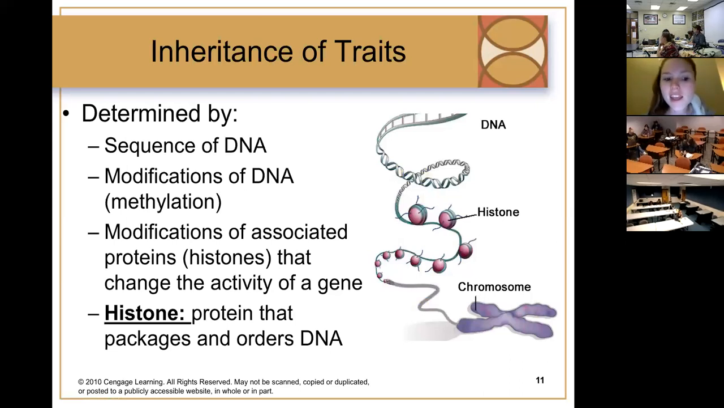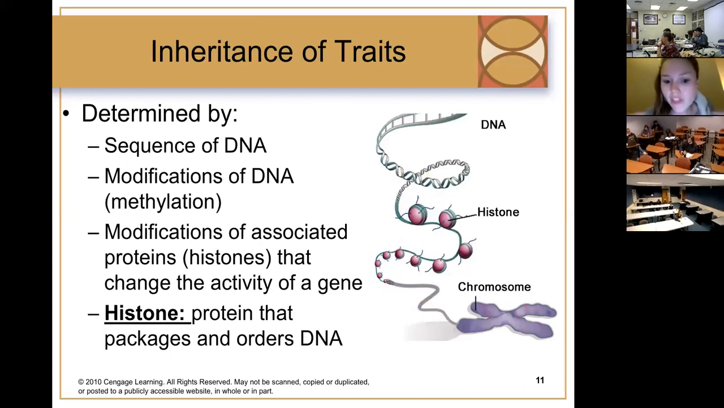Another thing that can influence how genes are inherited is modifications of DNA, which I'll talk about more specifically in a little bit. But basically the DNA can be modified by the addition of other molecules or other carbon groups and things like that. So methylation is just one example. So another thing is that there can be modifications of associated proteins or histones that can change the activity of a gene. So a histone is basically just a protein that packages and orders DNA.